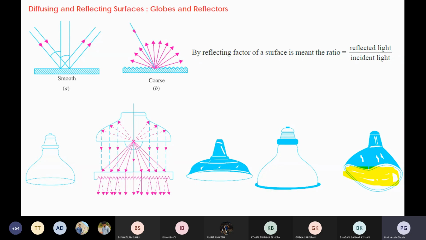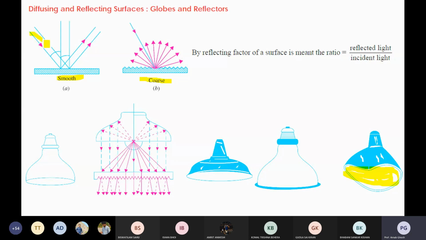This is called the incident light. Another, this is called the reflected light. If it is a 90-degree incident, in the same way it will be reflected, 90 degrees to 90 degrees. But if there is some angular difference in the incident light, the same angular difference will be followed in the reflected light.